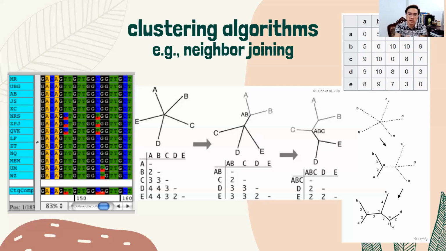Right? So it's not enough that we are able to create a tree. We need to select which tree will best explain or best represent the evolutionary history or evolutionary relationships between different taxa, between our OTUs. Okay.